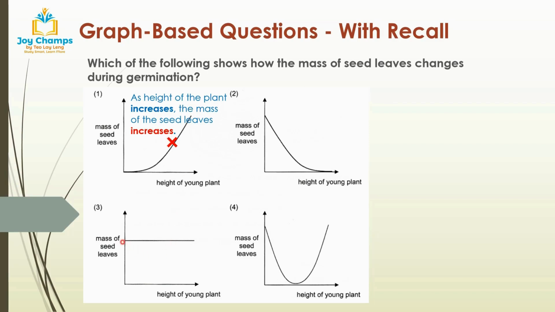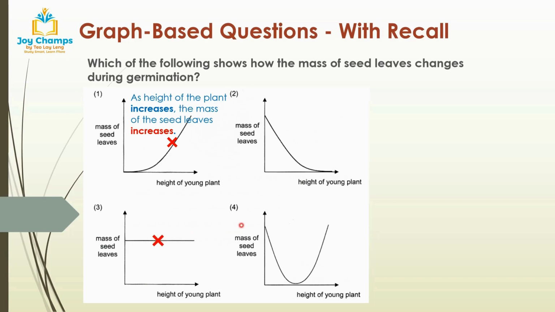Then let's take a look at option 3, and let's trace it and read out the pattern. As the height of the young plant increases, the mass of the seed leaf stays constant. This is definitely wrong. Why? When the stored food is used up, the mass should drop. It will never remain constant.